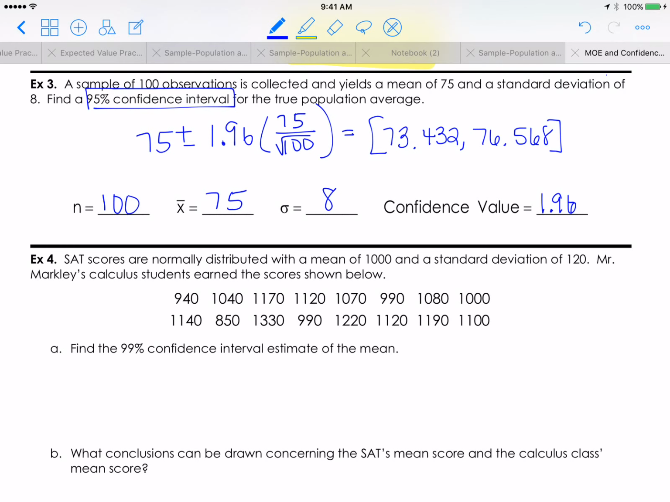Okay, so we can say that we are 95% confident that our population mean will be somewhere between this interval of 73.432 and 76.568.